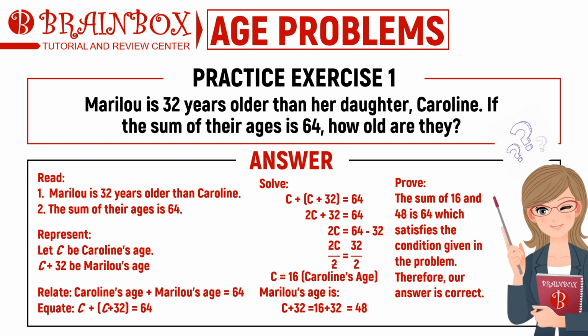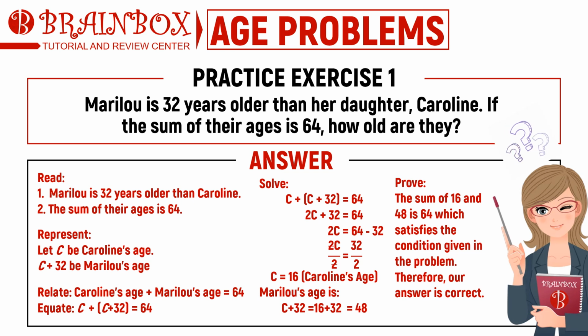We then represent their ages with variables. We let C be Caroline's age and C plus 32 be Marilou's age. We can then relate their ages by the second point given in the problem. The sum of Caroline and Marilou's age is 64. From this we arrive at this equation.